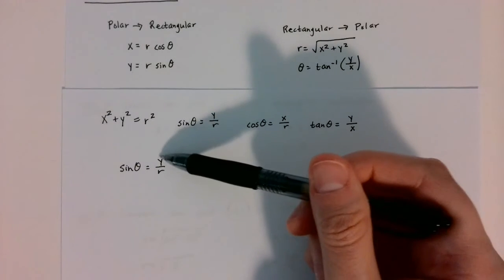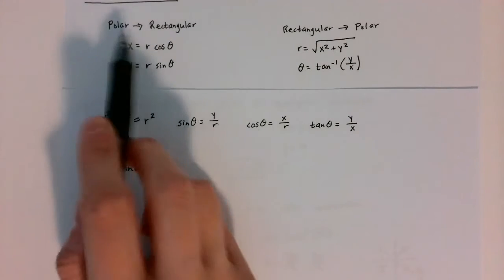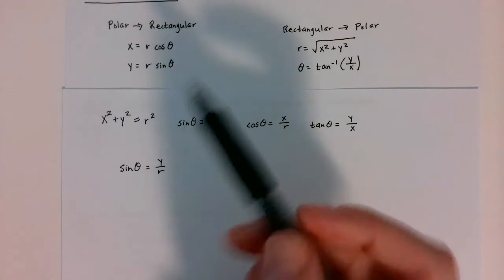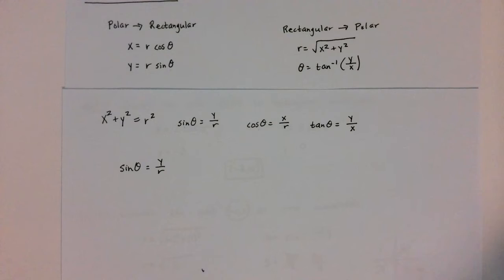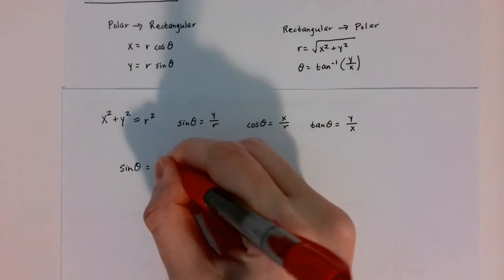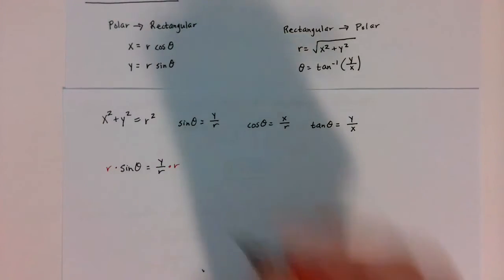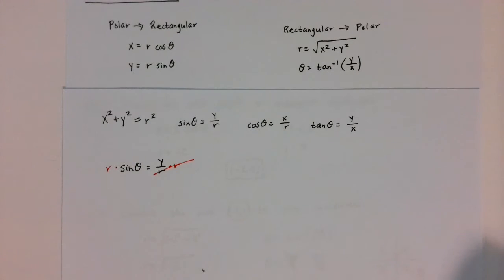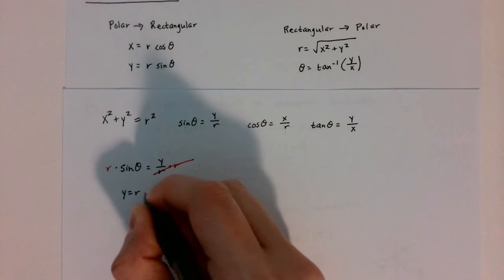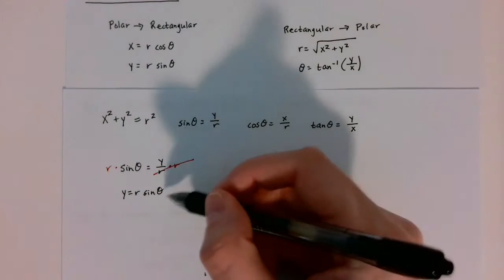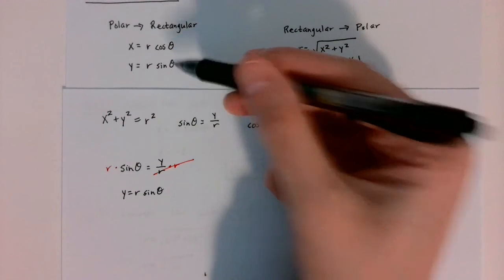If we want to isolate y, because remember that if we're going from a polar to a rectangular coordinate, we need x or y, I'm just going to go ahead and multiply by r on both sides. And these cancel out, and I end up getting a formula for y, which is r times sine theta. And that's exactly the formula that we have up here.